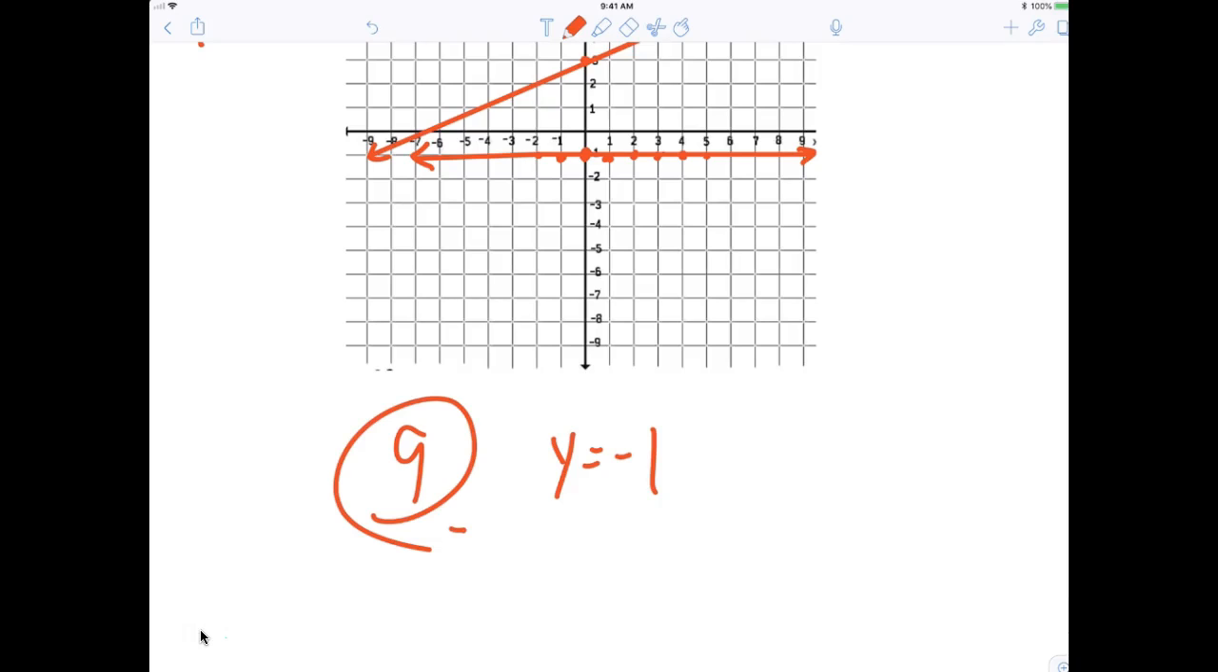So anytime somebody says to graph a y equals or an x equals, y equals is always horizontal. X equals is always vertical. Y equals is a function. X equals is not a function. All right, is everybody with me? All right. So now let's check out 11.